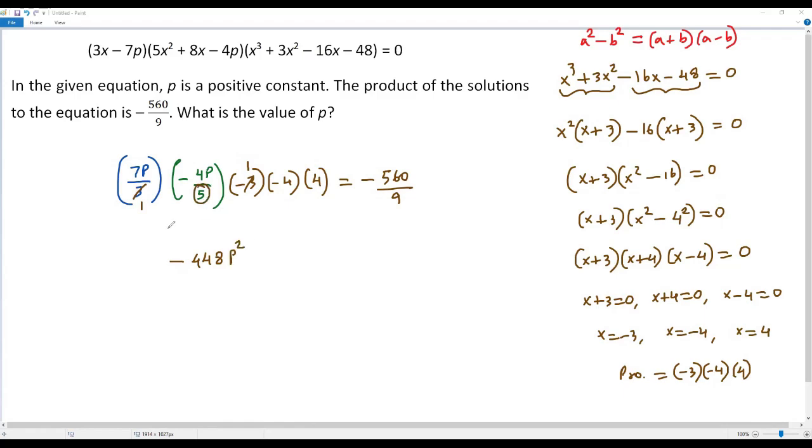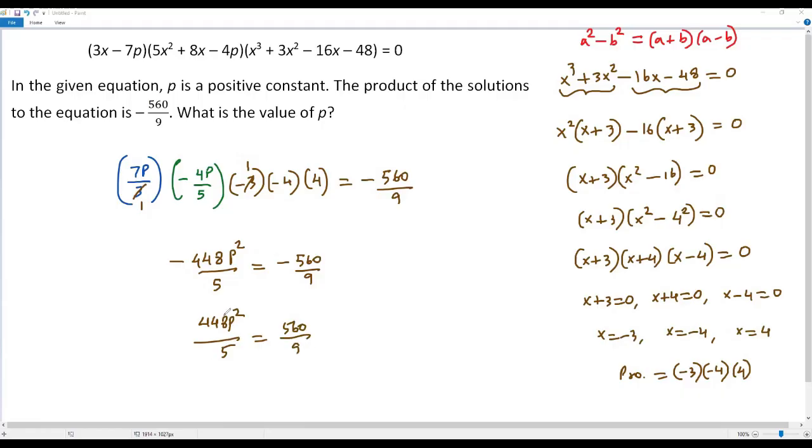In the denominator, we have 5. That is 1 times 5 is 5, equals negative 560 over 9. Here we have a negative sign and here we have a negative sign. Let's multiply both sides of this equation by negative 1 to get rid of the negative sign on both sides. When I multiply this one by negative 1, I am getting 448 p square divided by 5. When I multiply this one by negative 1, I am getting 560 over 9.